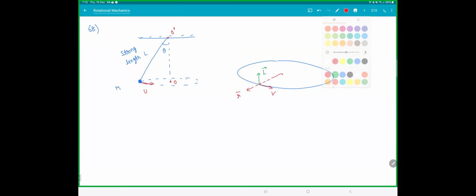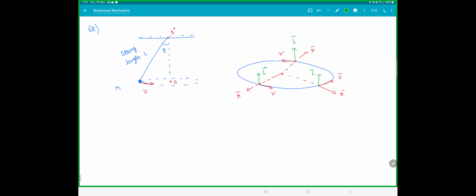So when you're here, this is your R bar. This is your velocity vector. This is your L bar. When you're here, velocity is this way. This is your R bar. This is your L bar. So if you see here, L bar is constant.